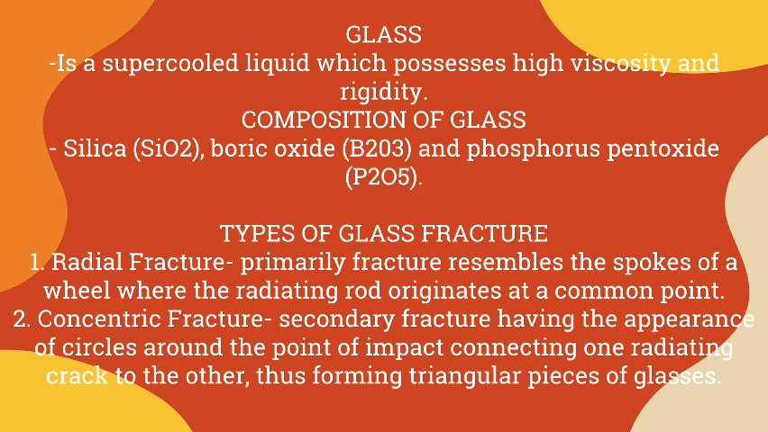Types of glass fracture: there are radial fractures and concentric fractures. Radial fracture, the primary fracture, resembles the spokes of a wheel where the cracks originate at a common point. Concentric fracture, the secondary fracture, has the appearance of circles around the point of impact, connecting one radial crack to the other, thus forming triangular pieces of glass.